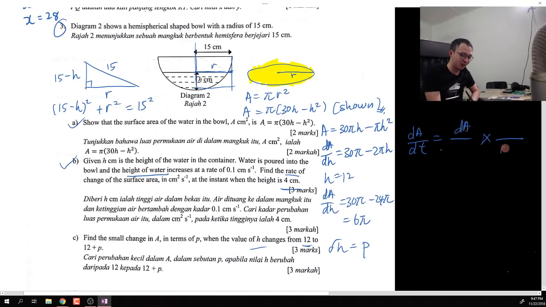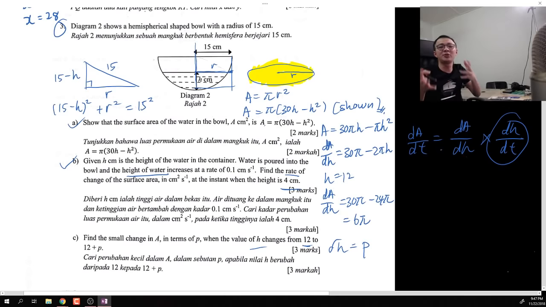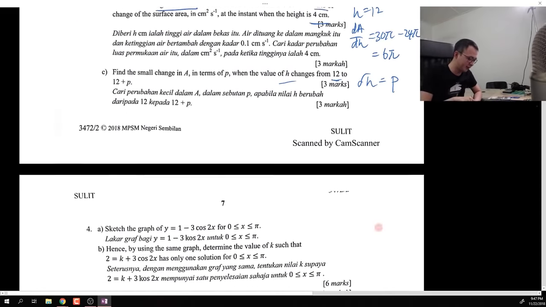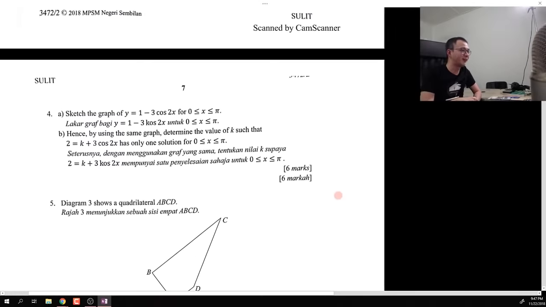Write the dA on the top, dt at the bottom, and then these two terms must be the same, so it will be dH and dH. And dH dt is given at the beginning, which is 0.1. For dA dH, you need to differentiate the area. Then you should easily get dA dH, and then substitute h equals 4 into dA dH, because it's given. Alright, so let me move on to number 4 here.